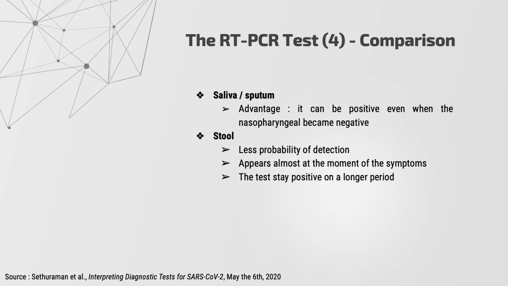Next one is the saliva or sputum. The advantage of this one is it can be positive even when the nasopharyngeal becomes negative. And lastly is the stool. It has a lower probability of detection, and it appears almost at the moment of the symptoms, and also the tests stay positive for a longer period.